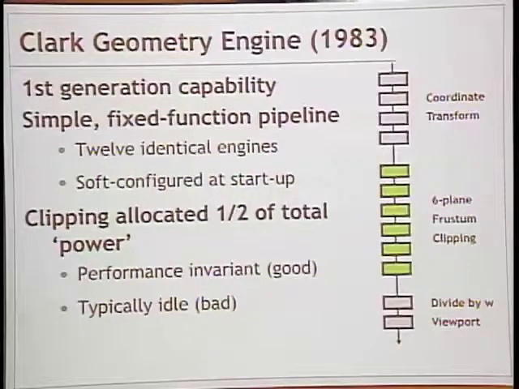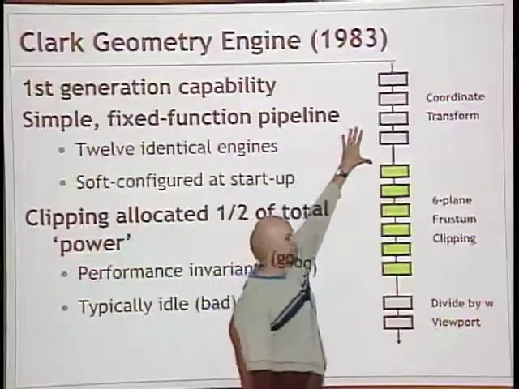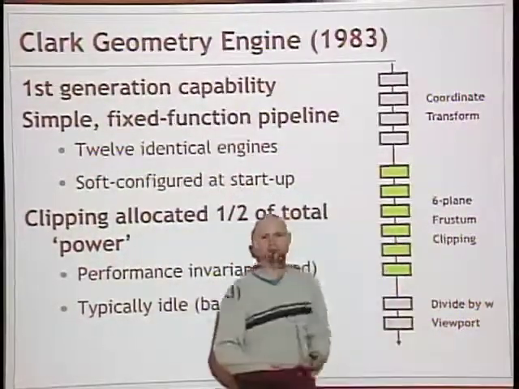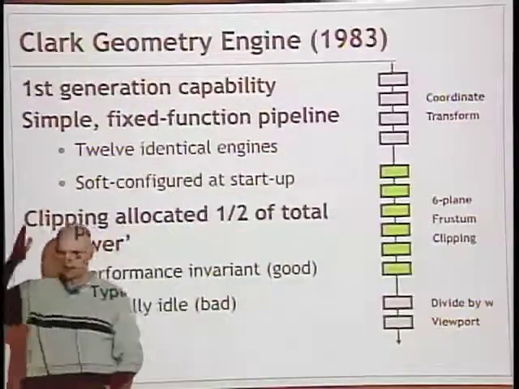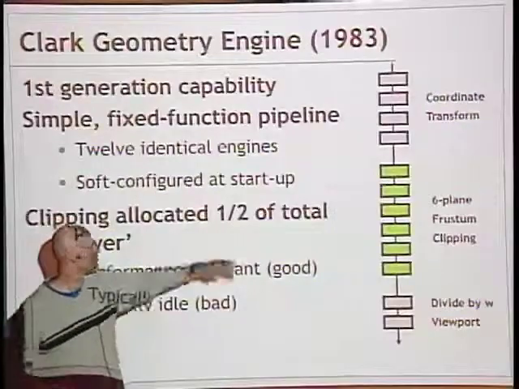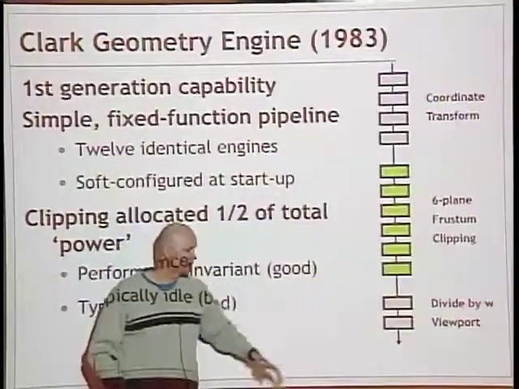Just to look at how they organized it, his genius was that he made a chip which he could replicate 12 times, and it would do all the steps of the geometry pipeline. 4 of those chips would do the coordinate transformation. Half of his entire geometry pipeline did nothing but clipping. It clipped against left, right, back, front, up, down, so each one of these does one clipping plane. And then he had one doing the divide and one doing the viewport.